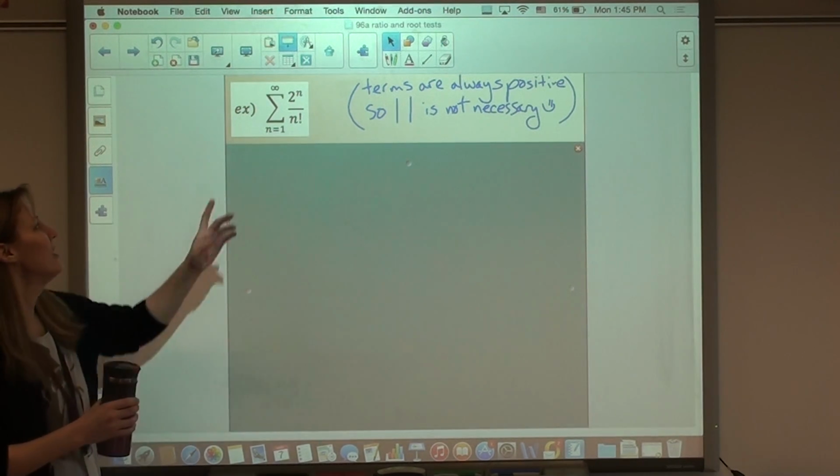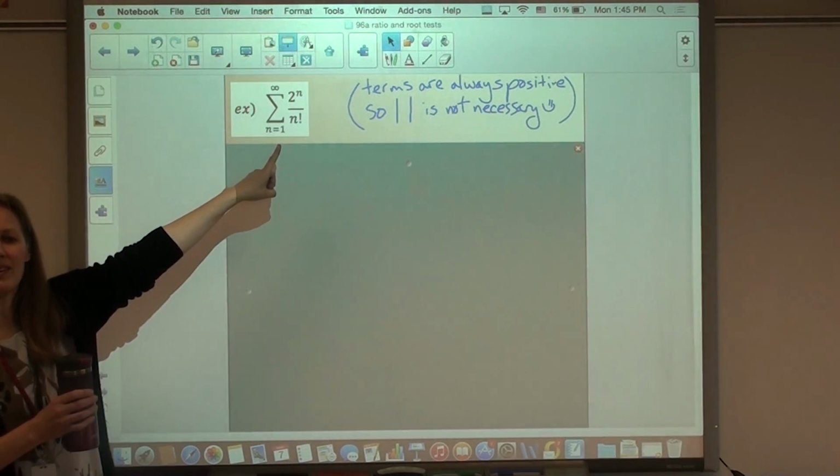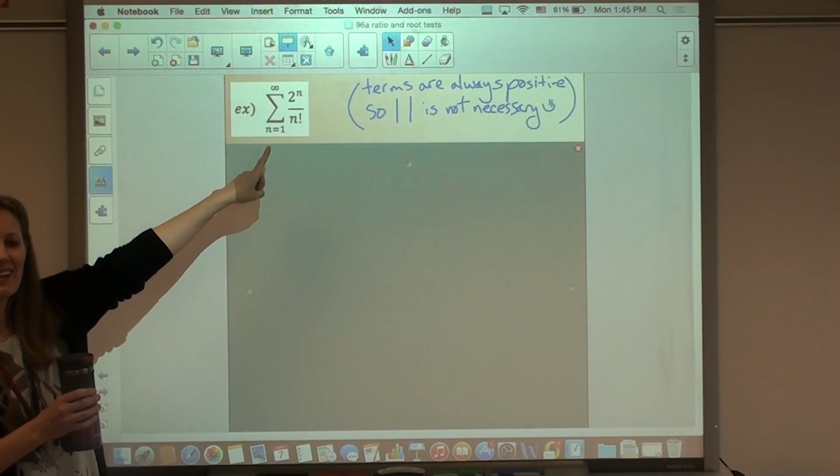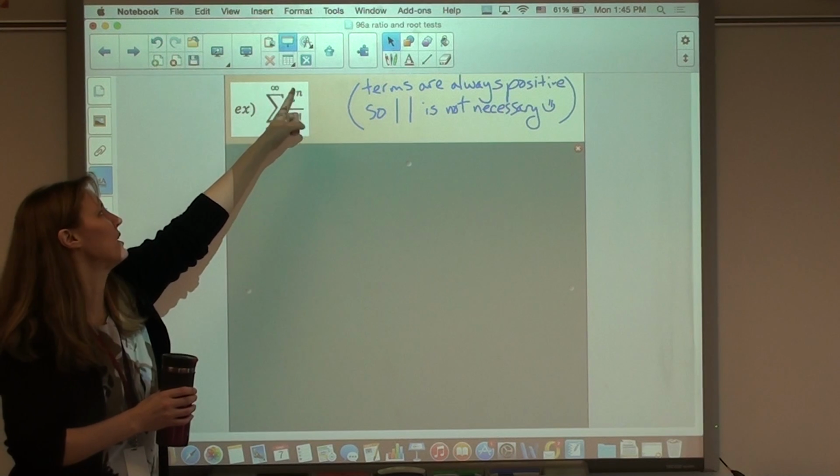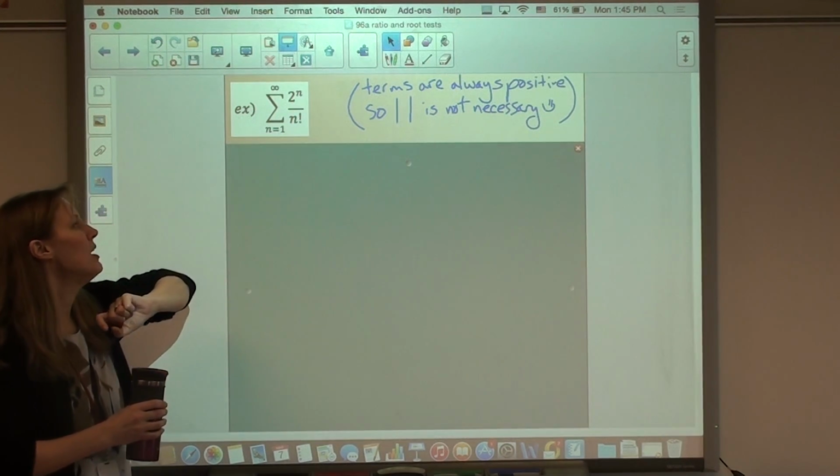Okay, alright, here we go. So we're gonna start with an example. This is the sum as n goes from 1 to infinity of 2 to the n over n factorial.